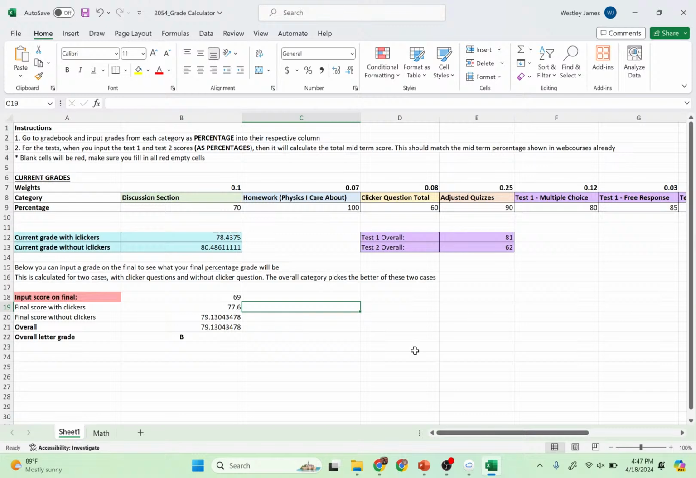Again, it looks like I'm going to have to go in and, I don't know why it's double counting adjusted quizzes, but I'll look into that. Any other questions about grading or anything in this nature?